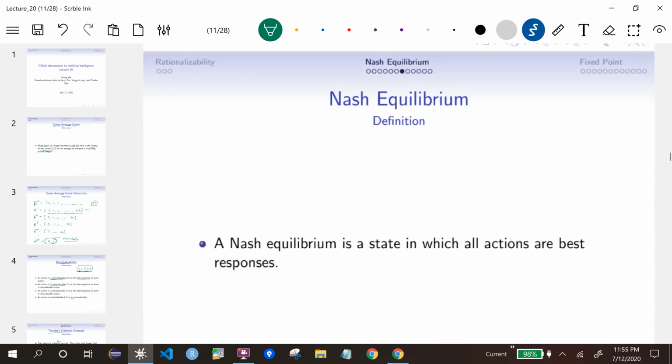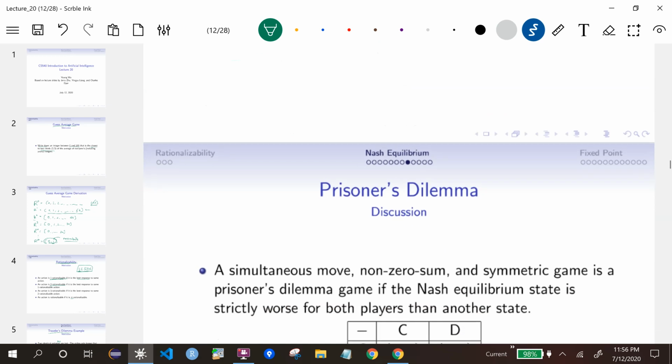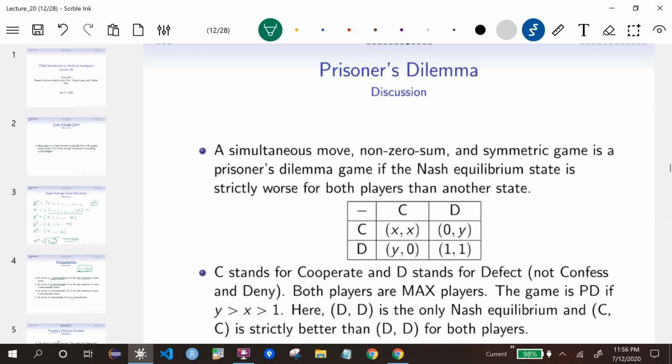And finally, Nash equilibrium. The definition is actually the same as what we had at the beginning. It's just mutual best responses. But since we have a definition of best responses, now we can state it this way. It's basically a list of actions in which all actions are best responses to each other. That's Nash equilibrium.